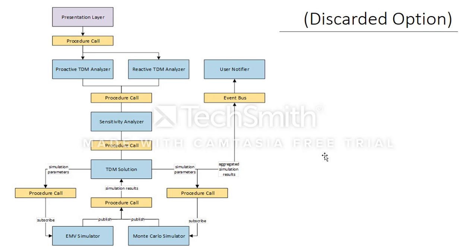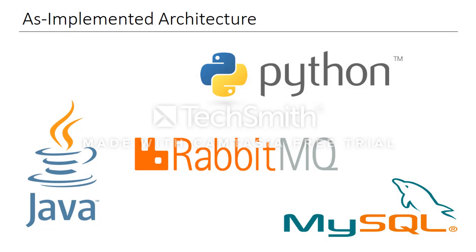This is the alternative option as part of the proposal that I discarded, and you'll see that it essentially contains all the same components. The only difference is that this is a publish subscribe model as opposed to an event-based model. For the remainder of the project, I'm going to talk about the as-implemented architecture.